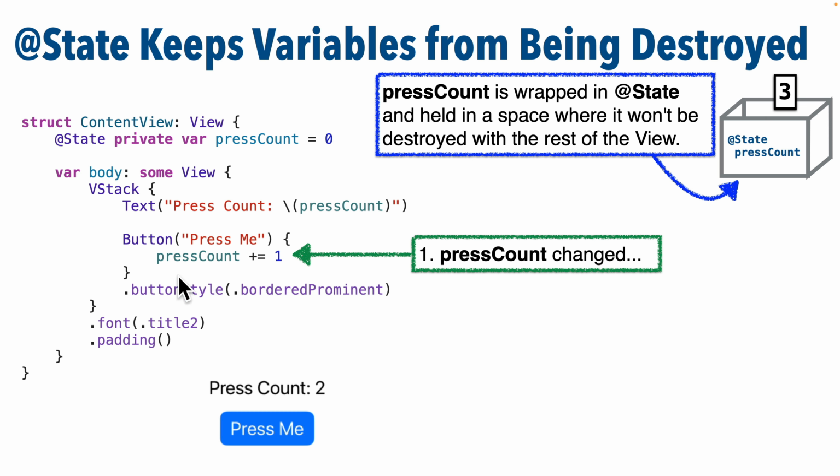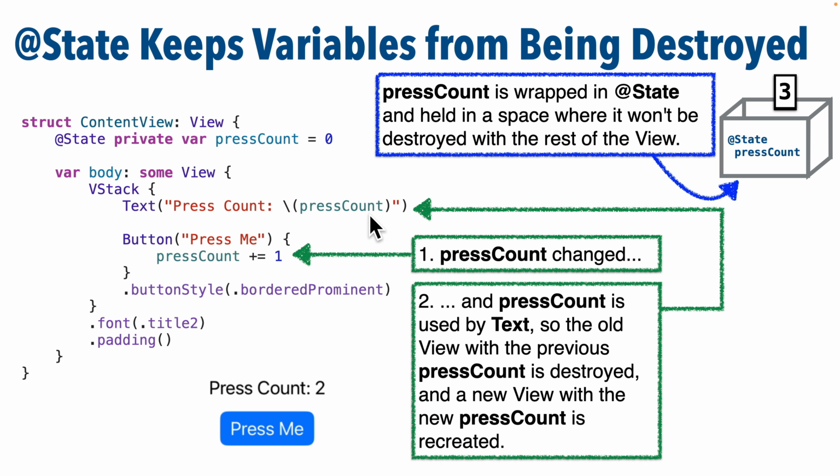Now, since press count has just changed, and press count is used to display the string inside a text view, then the old view is thrown away, including any values that were in the view. But since press count is in the state variable tucked away on the side, it's not thrown away, so that when the view is recreated, we get the 3 from press count, and it's shown in the text view.